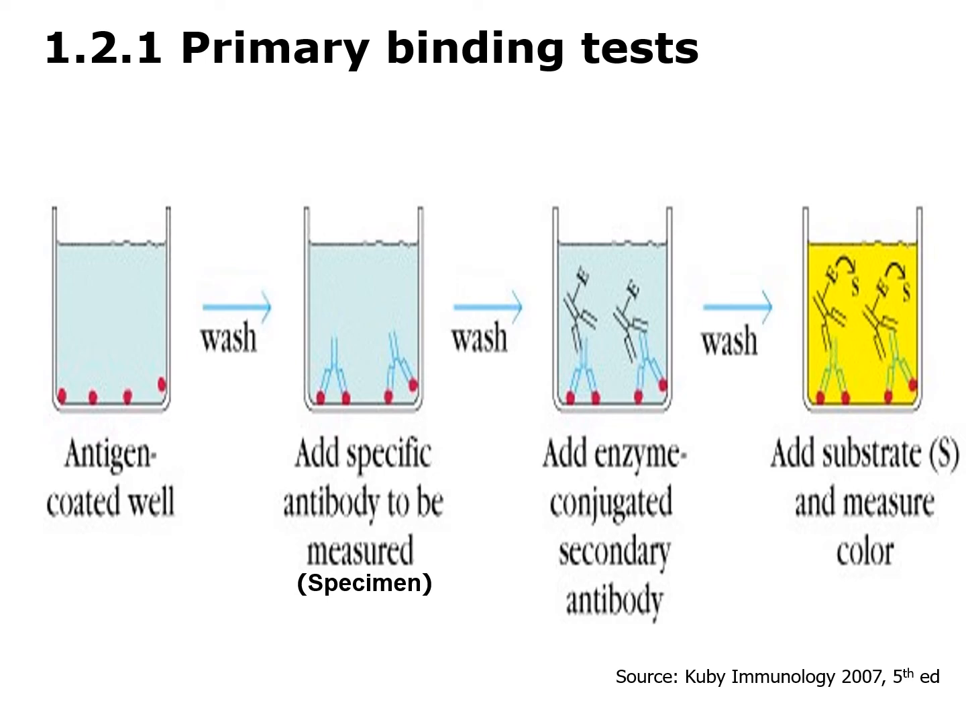Right, so this is the diagrammatic form. We can see that there is a known antigen attached to the surface of the test tube well. After that, we add a specific antibody to be measured, which is the specimen, hoping that the specimen contains the antibody we want to check for.